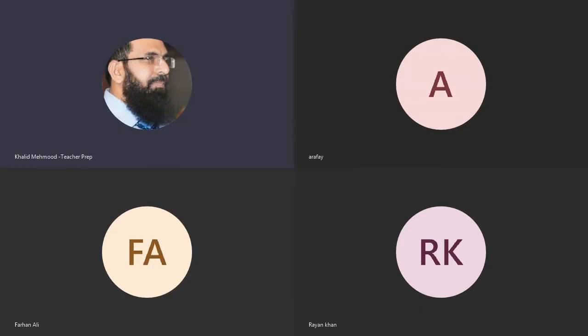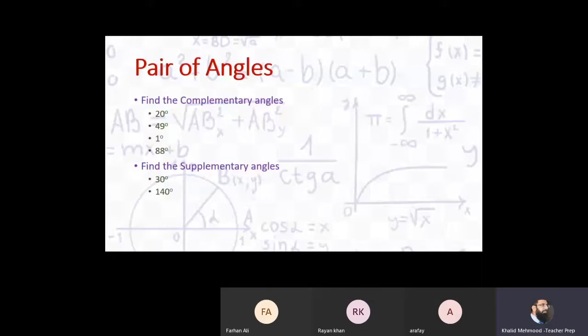Now come to the slide again. I'm asking some more questions. What about 140 degree? Supplementary angle of 140 degree. 40 degree. Well done. What about 1 degree? 179. Well done.